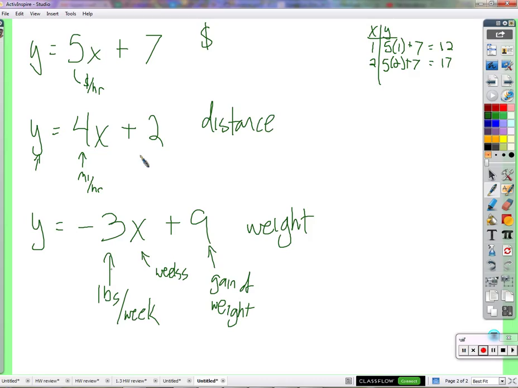Negative rate for money. Monica? How can we lose money? Someone robs you. Well, would that be a rate? Someone robs you, would that change steadily, predictably over time? Or would it just happen once? It'd be like that plus 9 or whatever.